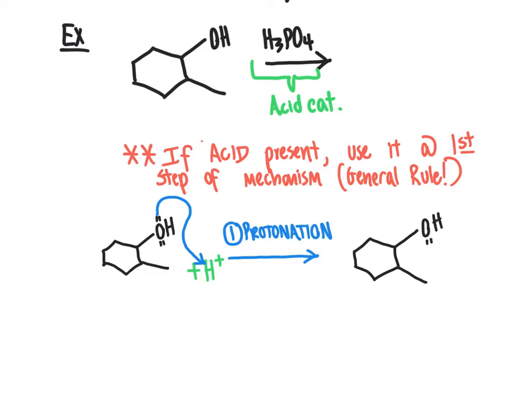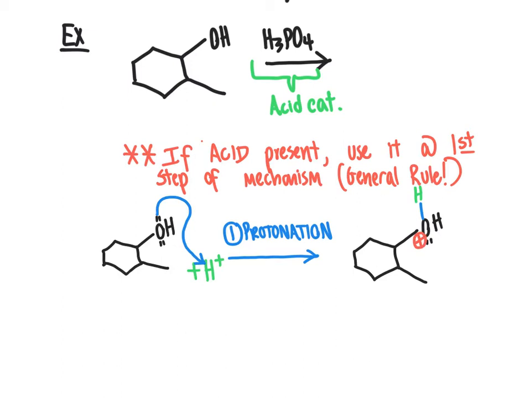So we protonate the oxygen. I'll show that new covalent bond in blue attached to our green hydrogen atom that we just picked up from that phosphoric acid, our proton donor. Now, if we look at the formal charge, we have to have a positive formal charge on the oxygen atom now.